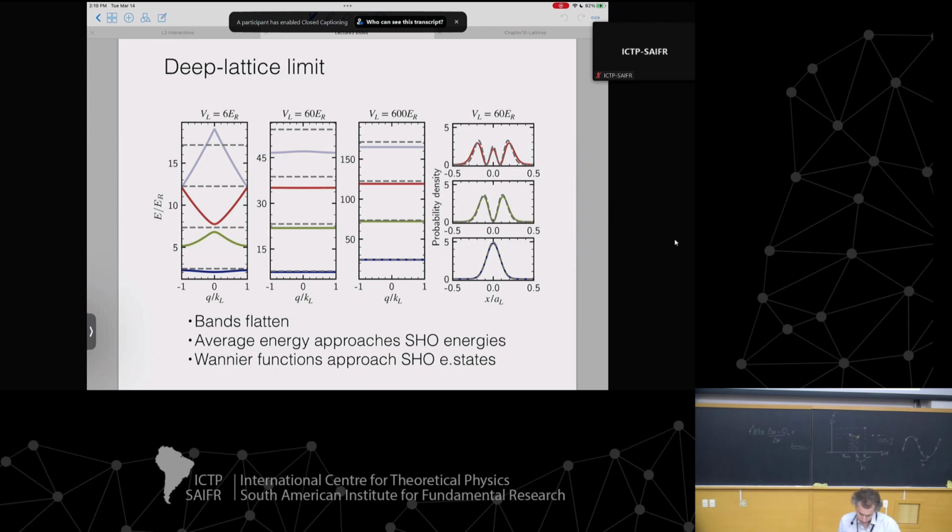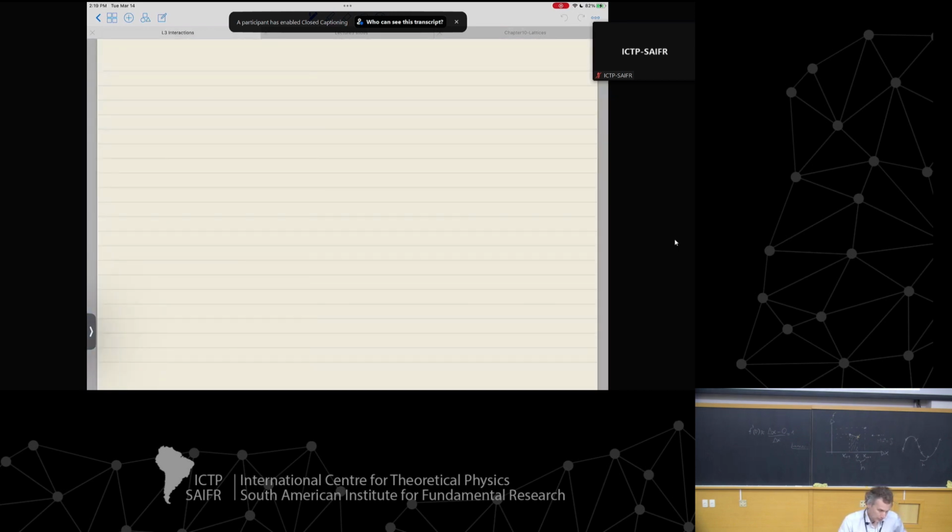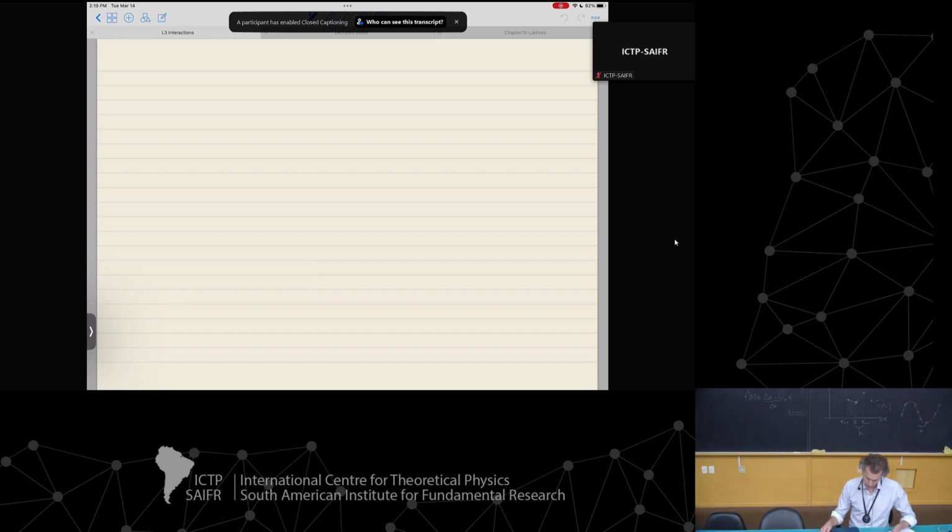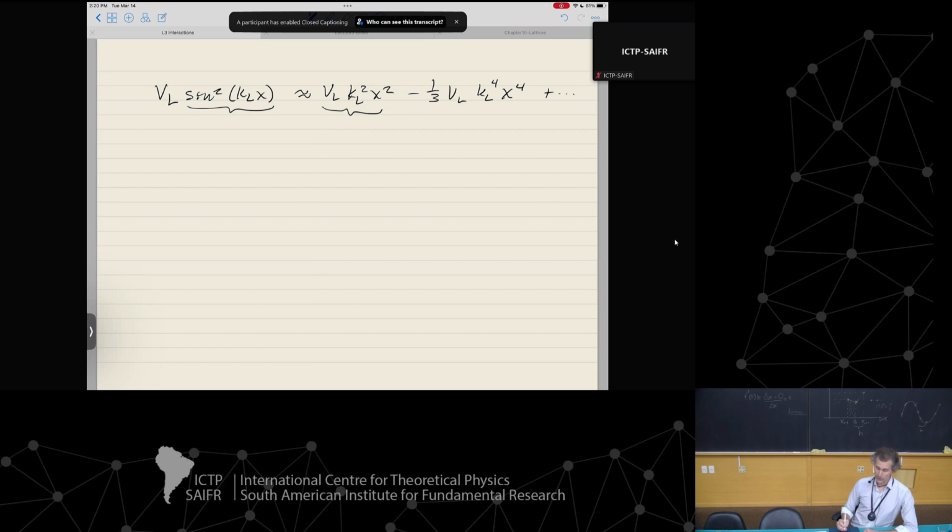So first of all, why should that be so? Well, the reason you might expect something like that is our potential, let's see here. The potential we're talking about is V_lattice times sine squared of k_L x. And a sine is something I can expand, so this looks something like V_L times k_L squared x squared plus, if I know my Taylor expansion, minus 1/3 V_L, and the next order is k_L to the 4th, x to the 4th, plus, etc. Okay, so this here is a quadratic confining potential. And so this looks like a harmonic oscillator.